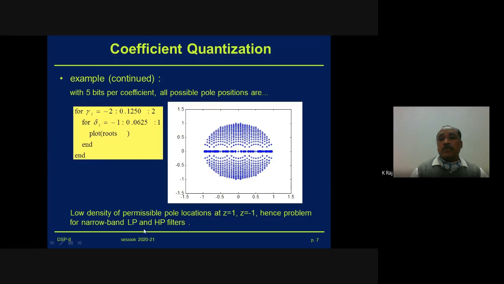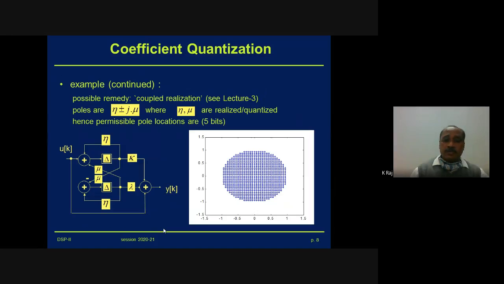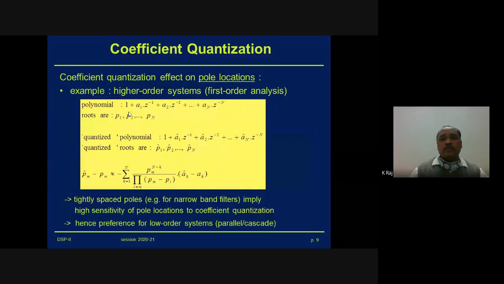Hence, the problem for the narrow band low pass filter and the high pass filter is a serious problem. We have to focus on these two types of filters: the narrow band low pass and the narrow band high pass filter. The possible remedy is that we can follow the coupled realization concept. In this one, we use the pole zero combination, which we discussed in lecture 3, that is the pole zero cancellation concept. In this case, 5 bits will be utilized to avoid the problem.